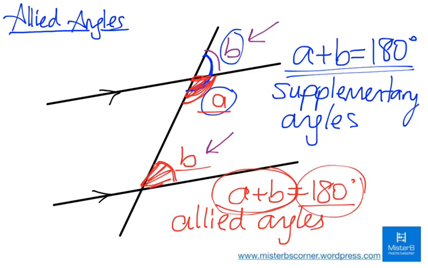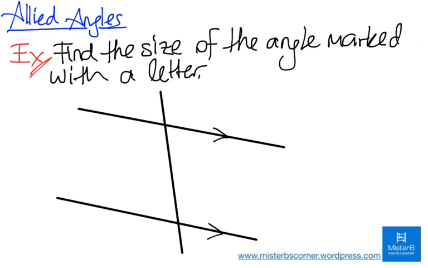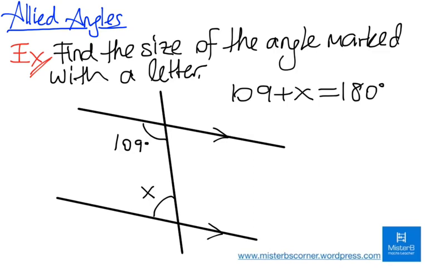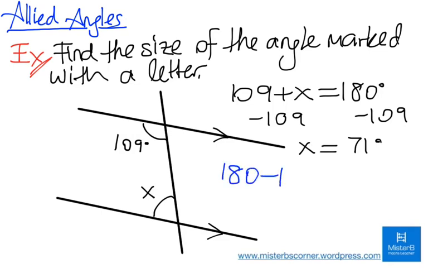Now let's see an example. Now let's say this is 109 degrees and the question is, what is this angle? Right, as long as these lines are parallel here, you can always use allied angles. So you can say 109 plus x equals 180 degrees, right? And then you can say, take away 109 from both sides, only to find x to be 71 degrees. Or you can just use arithmetic. You can just go like 180 minus 109 equals 71. So this is your answer.